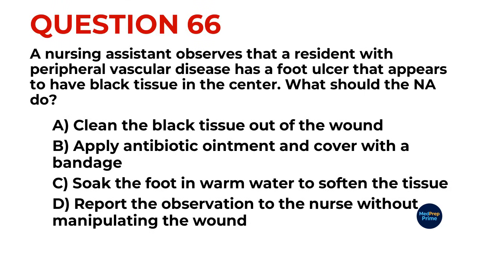A nursing assistant observes that a resident with peripheral vascular disease has a foot ulcer that appears to have black tissue in the center. What should the NA do? Option A, clean the black tissue out of the wound. Option B, apply antibiotic ointment and cover with a bandage. Option C, soak the foot in warm water to soften the tissue. Option D, report the observation to the nurse without manipulating the wound.